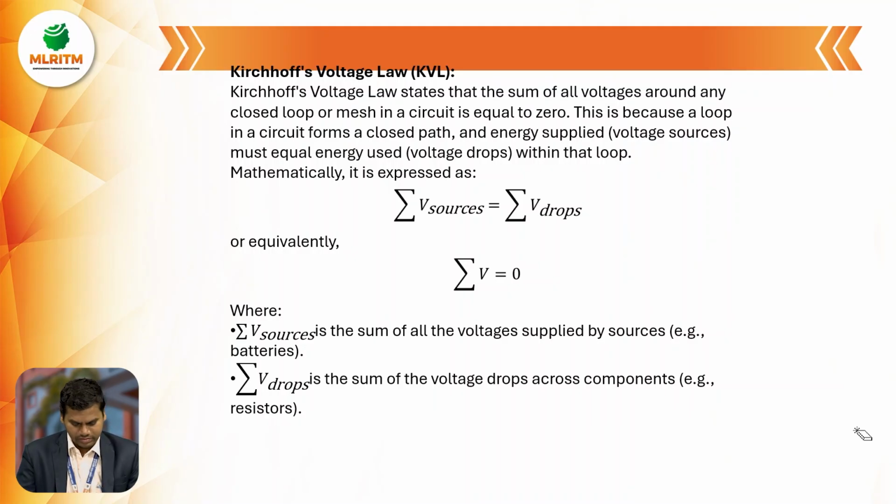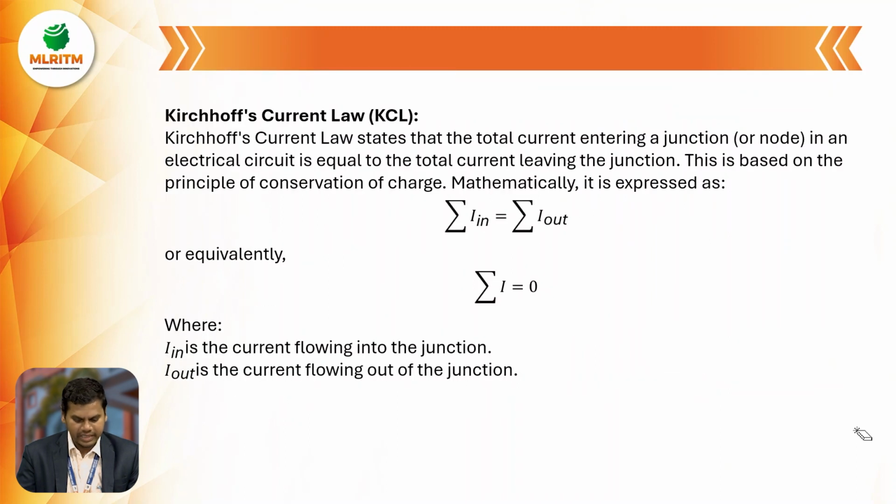Next, KCL. KCL states that the total current entering a junction in an electrical circuit is equal to the total current leaving the junction. This is based on the principle of conservation of charge. Mathematically, sigma entering currents is equal to leaving currents. It can be written as sigma I is equal to 0.